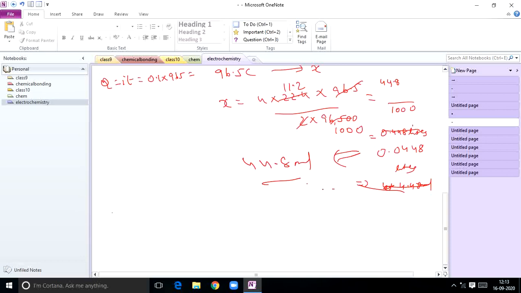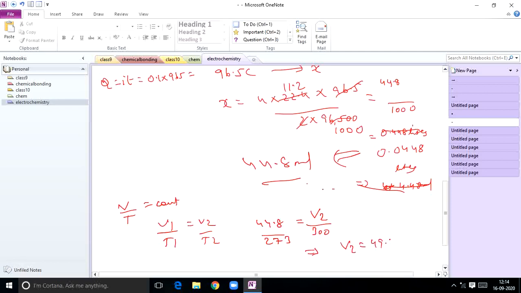Now, what he is asking is still not completed. So we have to apply Charles' law, since constant pressure is given. V by T is equal to constant, so V1 by T1 is equal to V2 by T2. What is V1 here? 44.8 by T1, 273, because that is at STP condition, and V2 by the temperature given, 300. So from this finally I will get V2 value 49.23 ml.